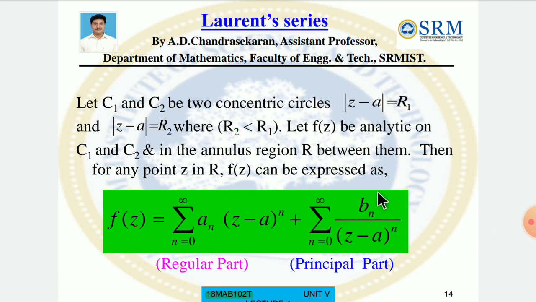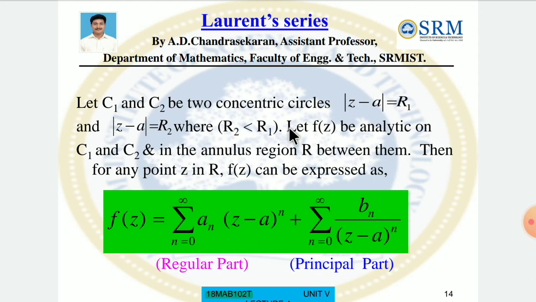Let C1, C2 be two concentric circles, mod z minus a equal to r1 and mod z minus a equal to r2, where r2 is less than r1. So r2 is the smaller circle, that is C2, and r1 is the bigger circle, C1. What about the center? Center is a, radius r1. Center is a, radius r2. So the center is the same, so they are called concentric circles.